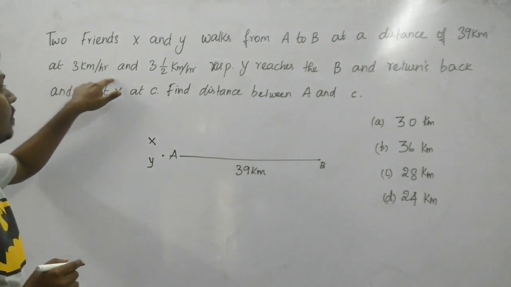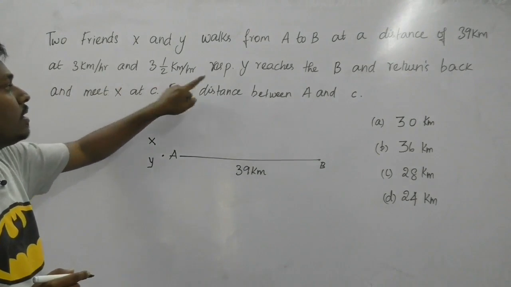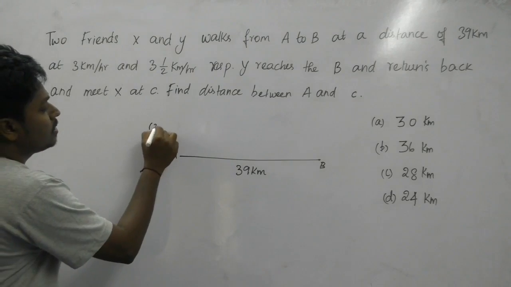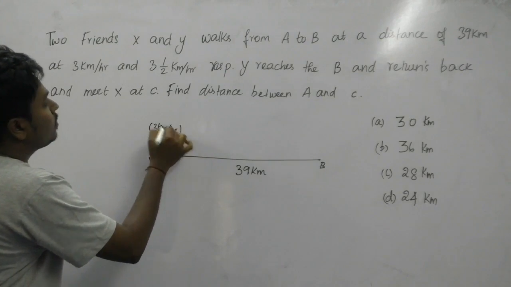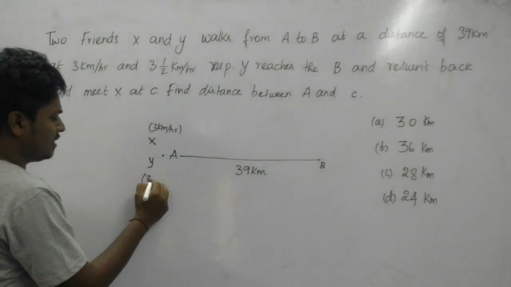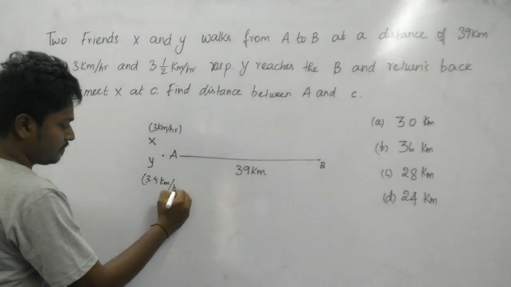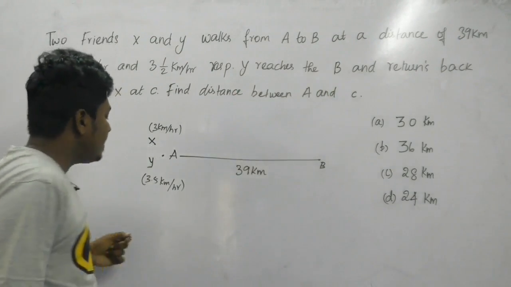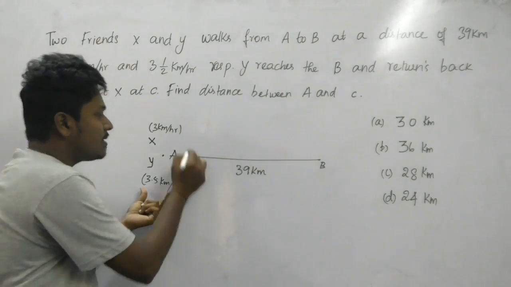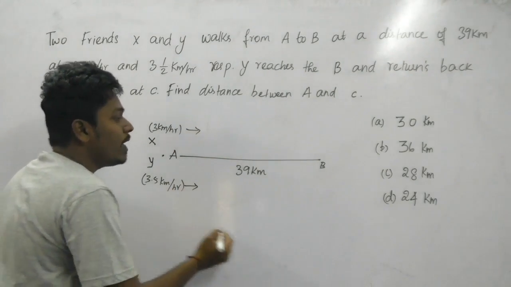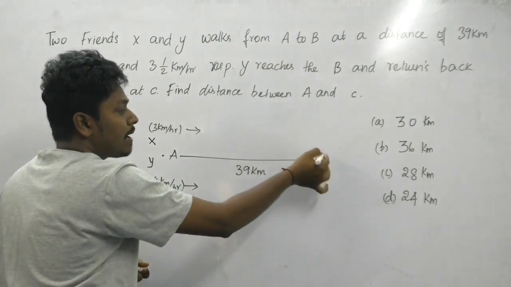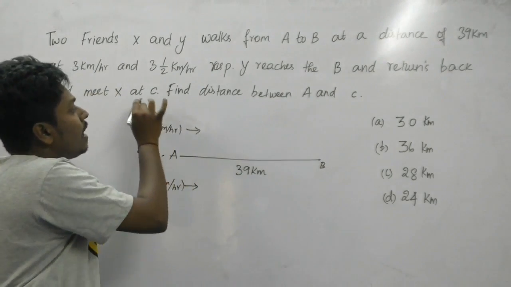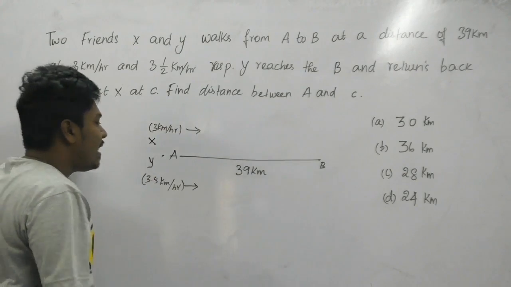At 3 kilometers per hour and 3.5 kilometers per hour respectively. This shows that X's speed is 3 kilometers per hour and Y's is 3.5 kilometers per hour. Both are walking in this direction, and they have said that Y reaches B, returns back, and meets X at C. Find the distance between A and C.